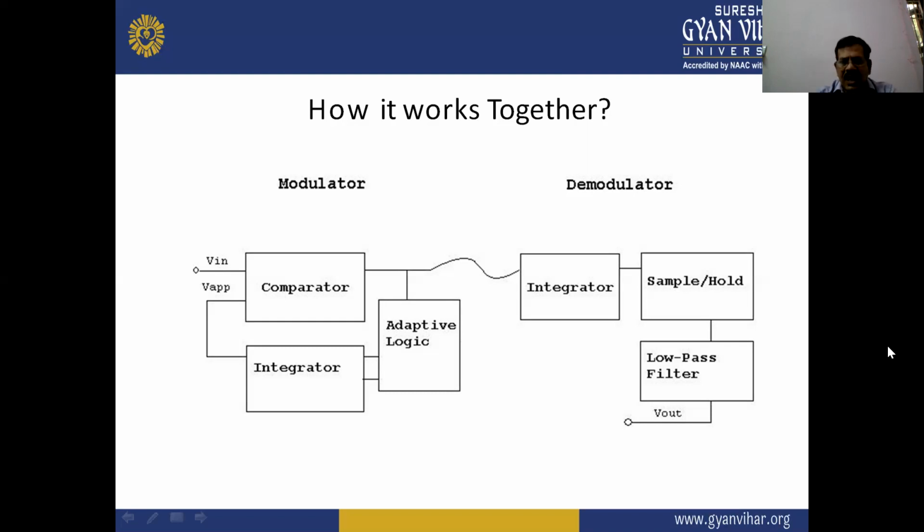The output of the comparator is applied to the next integrator, and that integrator applies the signal to the sample and hold circuit, and this is the part of the demodulator circuit. Next, the signal is applied to the low pass filter, whose function is to pass the low frequency signal and stop the high frequency signals. The output of the low pass filter is the delta modulated signal. So this is the block diagram representation of both the modulator and demodulator of the delta modulation technique.